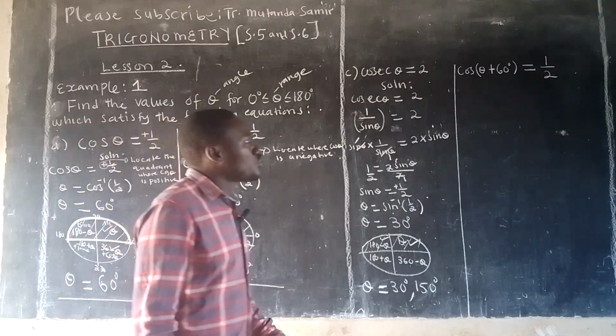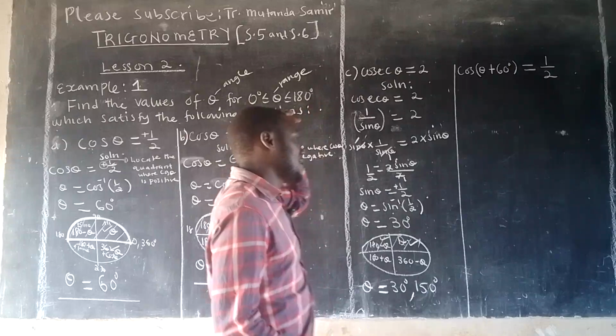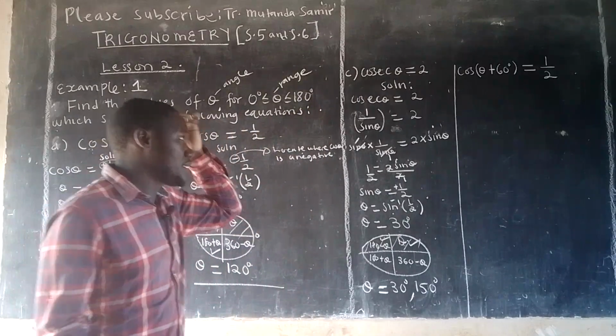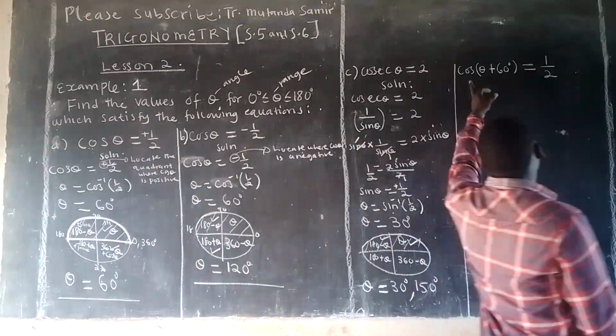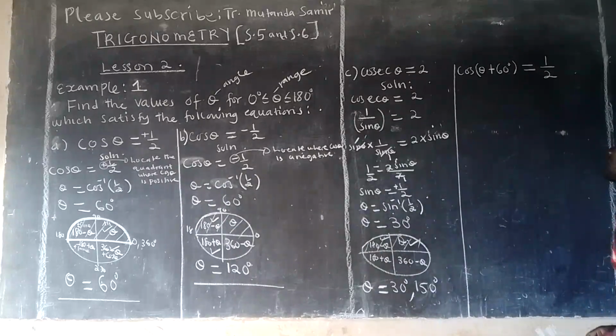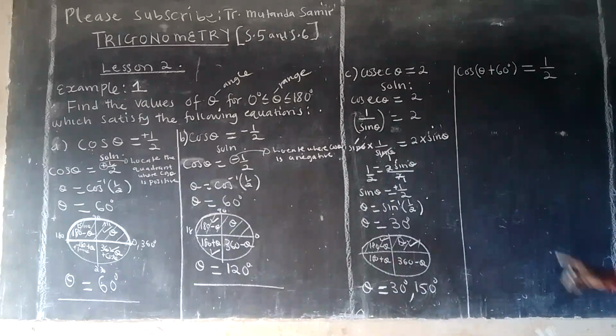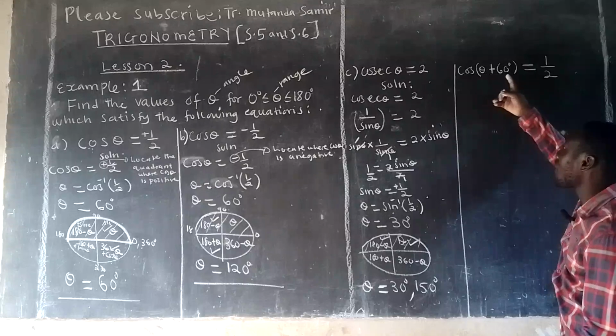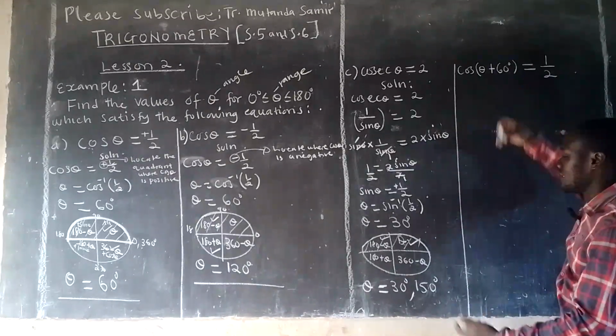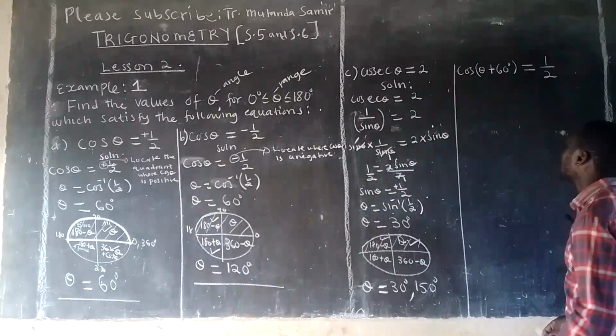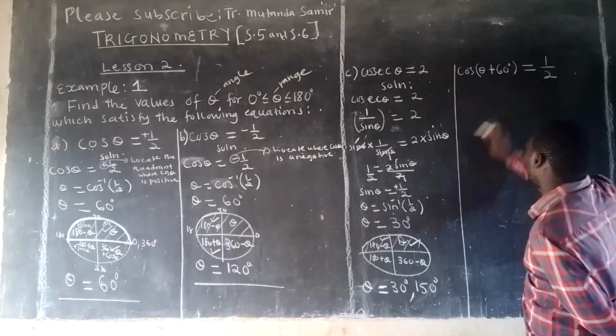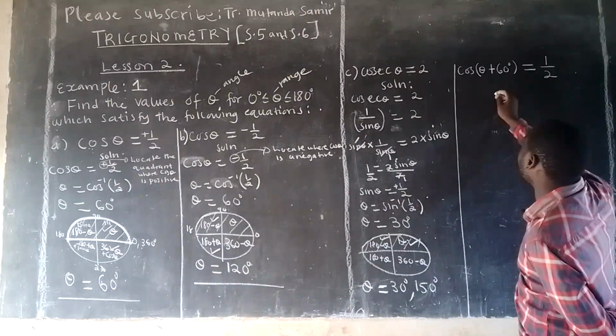Okay, good. Let's now look at the last one. We have cos of theta plus 60 in brackets is equal to a half. Please, this one is taken to be just one angle. Let's see how we go about this. Now, having this, what are we going to do? We shall say solution.